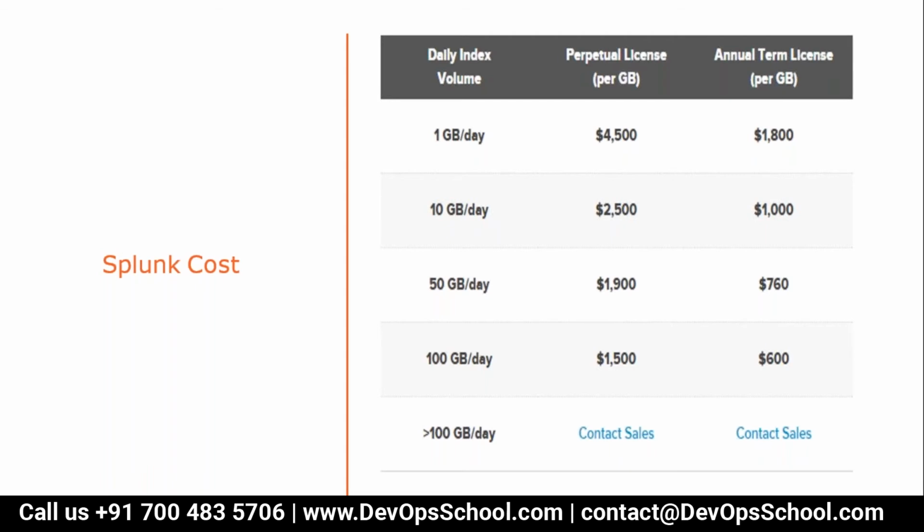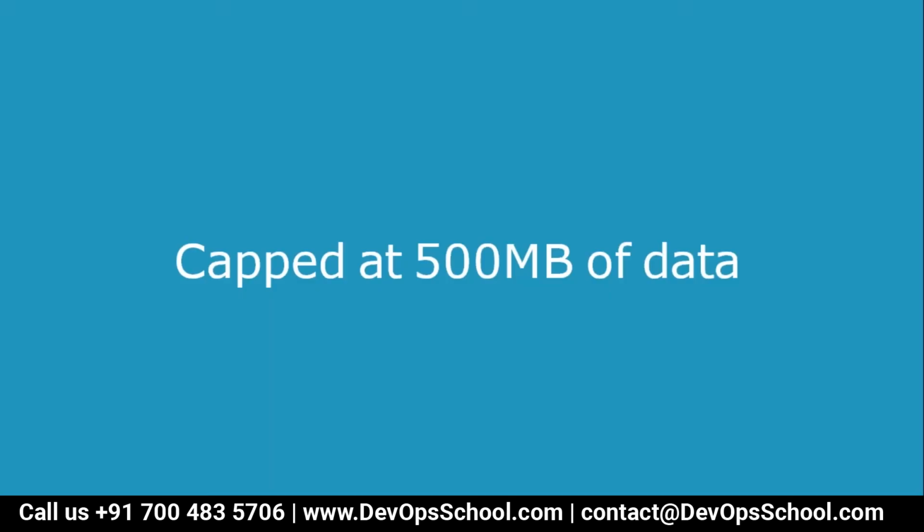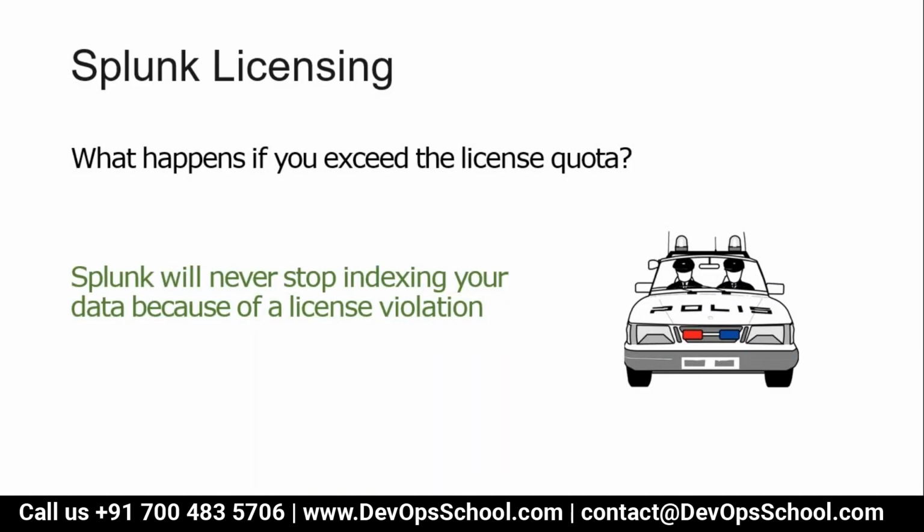So Splunk cost. Even if you go for the Enterprise trial period, the data is capped at 500 MB. Okay, so after that there will not be any charges. So what happens if you exceed the licensing limit? Splunk will never stop indexing your data because of a license violation, but the data beyond 500 MB that is indexed will not be available for searches. So that way you have a limitation.